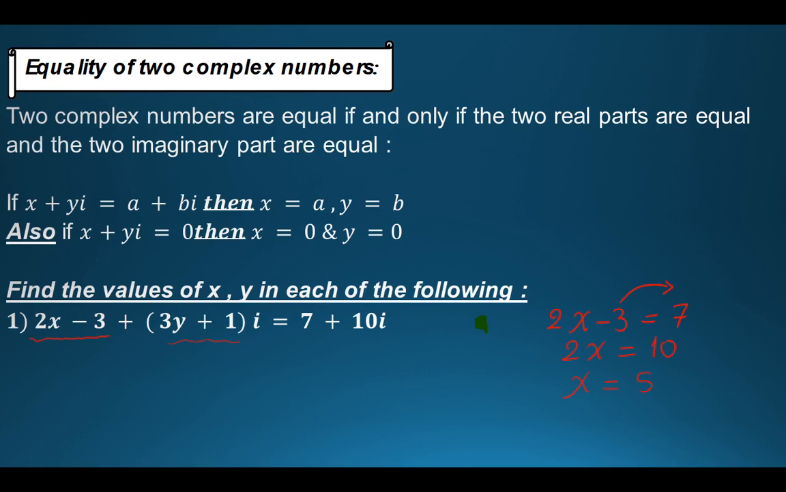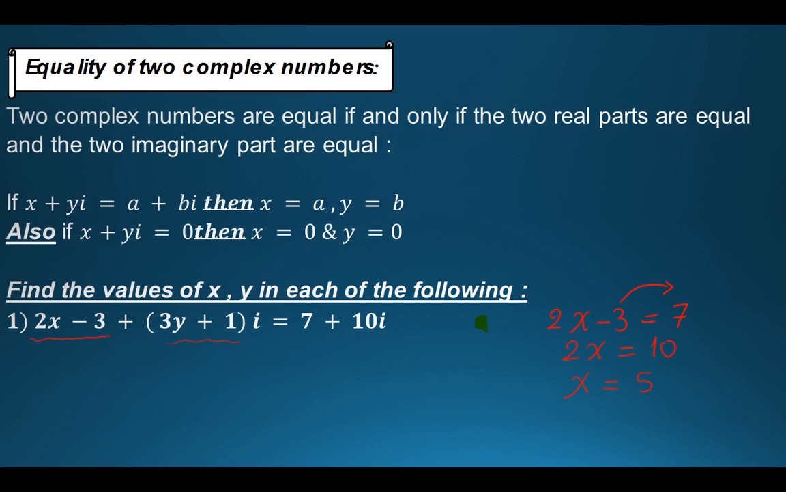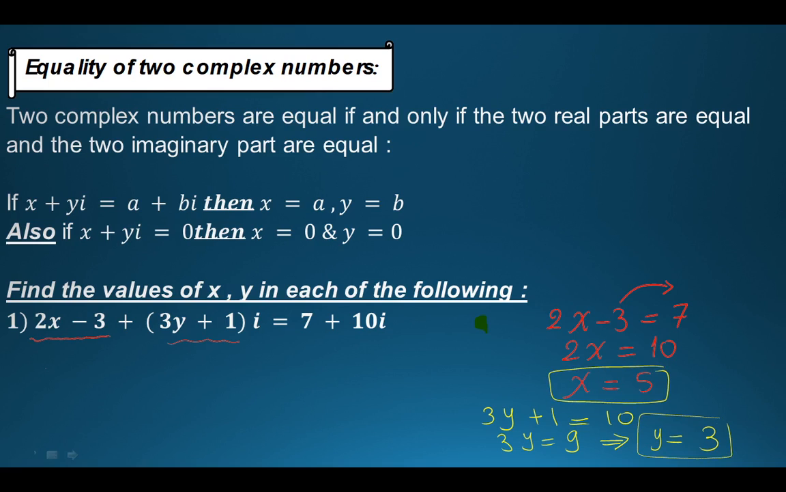The real part will be equal to the real part. And the imaginary part, which is here, 3y plus 1 equals 10. So 1 will go to the other side. So 3y equals 10 minus 1 equals 9. 3y equals 9. So y equals 9 divided by 3, which is equal to 3. So now you have x equals 5 and y equals 3.